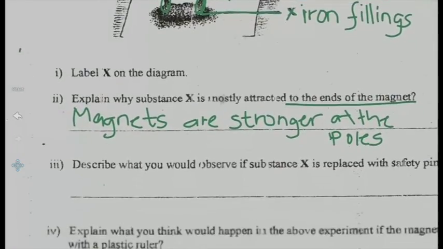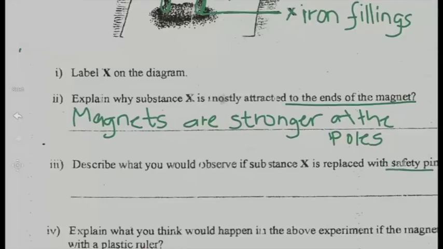We go to the next question. Describe what you would observe if substance X, which is the iron filings, is replaced with safety pins. What if we do not have the iron filings, but we have the safety pins? What would happen? The same thing will happen as happened to the iron filings.